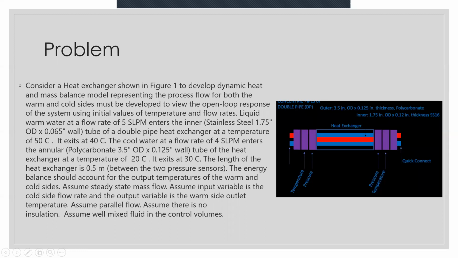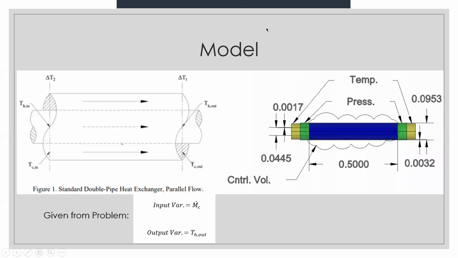We are given the initial and final temperatures, both the inlet and the outlet, on the cold and the hot side, as well as the volumetric flow rate in standard liters per minute, as well as some assumptions: steady state mass flow, input variable the cold side flow rate, and output variable the warm side outlet temperature, parallel flow. There is also no insulation on the heat exchanger, and we assume a well-mixed fluid in the control volume. So here we have a model.